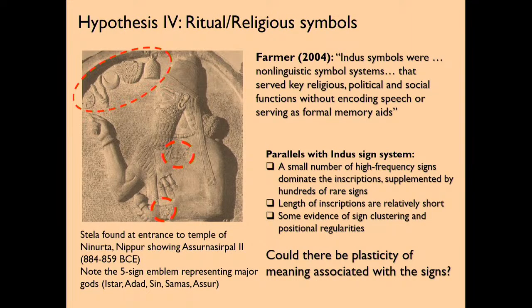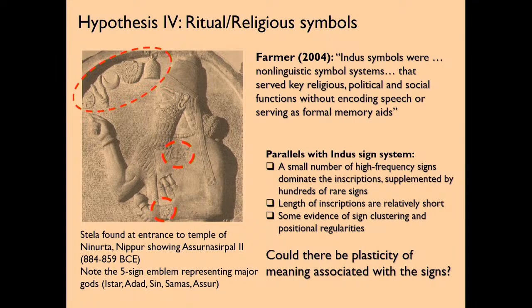The fourth suggestion has been forwarded by, for example, Farmer in that infamous paper of Farmer, Sproat, and Witzel, where he said that Indus symbols are non-linguistic in character, and they serve religious, political, or social functions without encoding speech. Now, this is an example of such symbols being used for purely religious purposes. This is the Assyrian stele showing one of the kings of Assyria, Assur-Nasir-Pal. And what you notice is that there is writing here. You can see this cuneiform writing located at the back, but there are also these symbols, 5 symbols which are indicated over here, which represent the various gods.